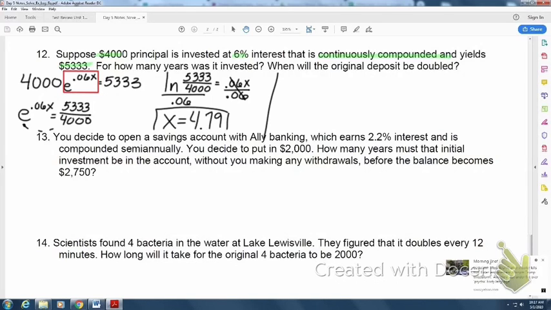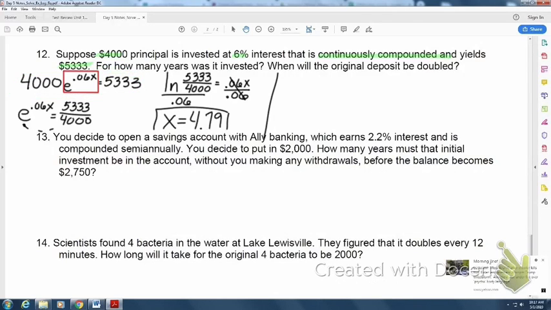Now, on this problem, it has a second question where it says, when will the original deposit be doubled? And so if the initial is 4,000, 4,000 times 2 would be what? 8,000. So we're figuring out how long it would take to get to 8,000. On this, guys, do not start off on step 1 and have 8,000 in there for 5,333.